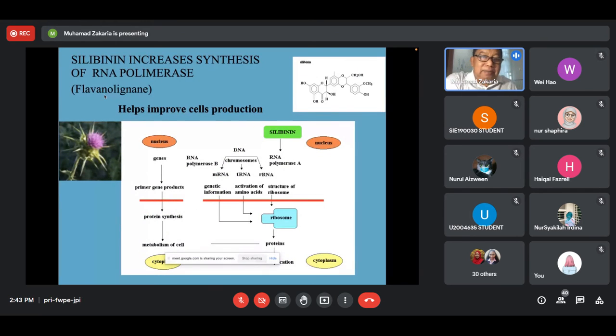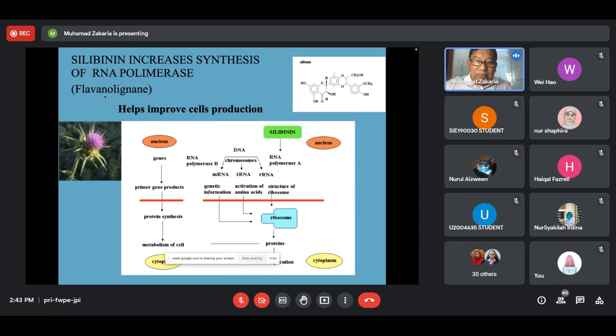One example of flavonoid is silibinin. Yeah? Silibinin increases synthesis of RNA polymerase. Okay, it helps improve cell production. So these are how cells are produced. So if you have more RNA polymerase, that means the faster cells are being produced and duplicated.